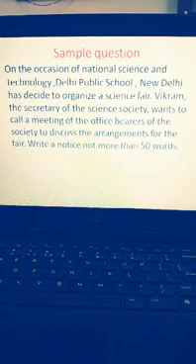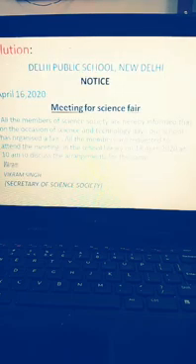Moving on to the next, the sample question paper. I mean, the sample question: on the occasion of National Science and Technology Day, Delhi Public School, New Delhi has decided to organize a science fair. Vikram, the secretary of the Science Society, wants to call a meeting for the office bearers of the society to discuss the arrangements for the fair, and you need to write a notice in not more than 50 words. Let's have a sample solution of it.